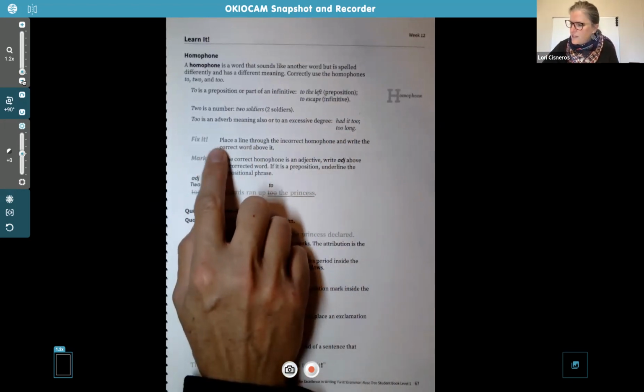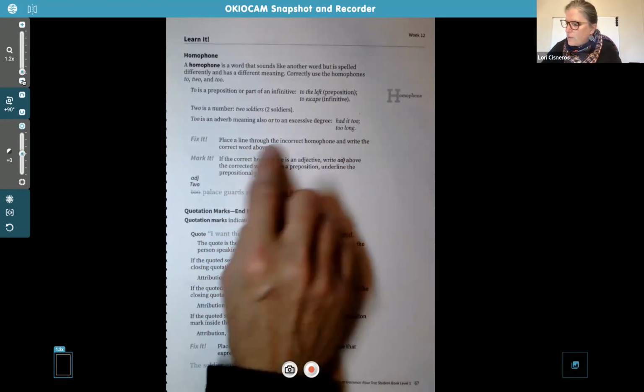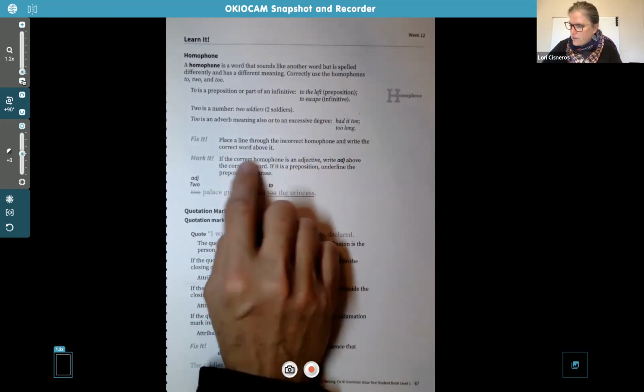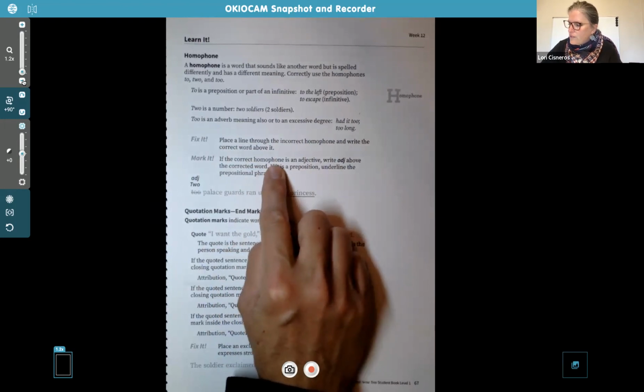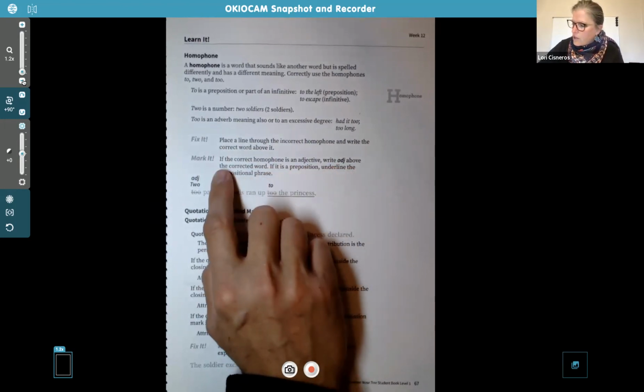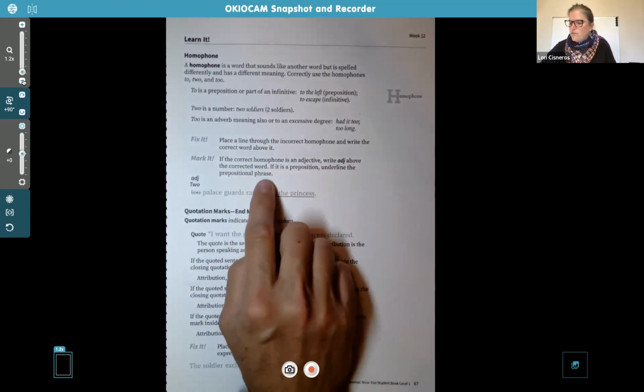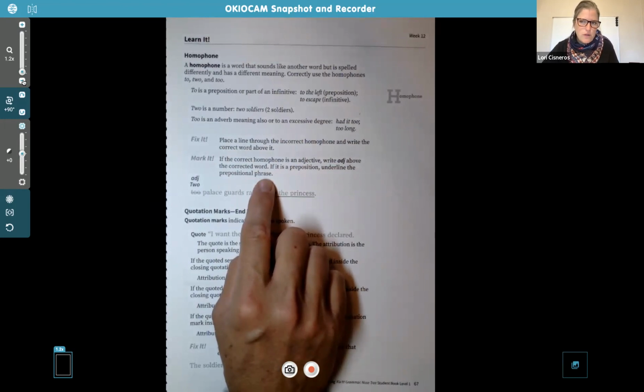So it says here, fix it, place a line through the incorrect homophone and write the correct word above it. If the correct homophone is an adjective, write A-D-J for adjective above the corrected word. If it is a preposition, underline the prepositional phrase. Okay, those are the two ways we're going to mark it in your homework this week.